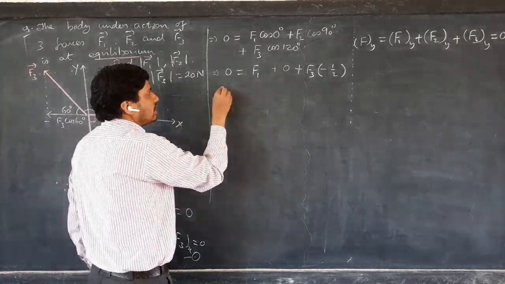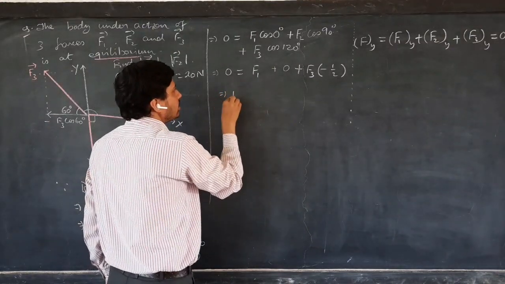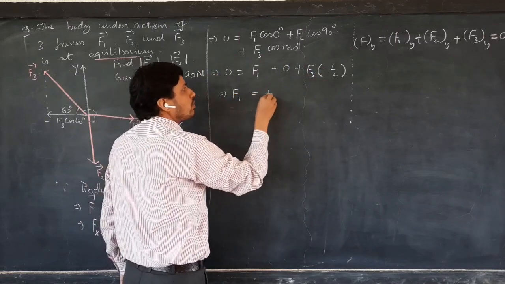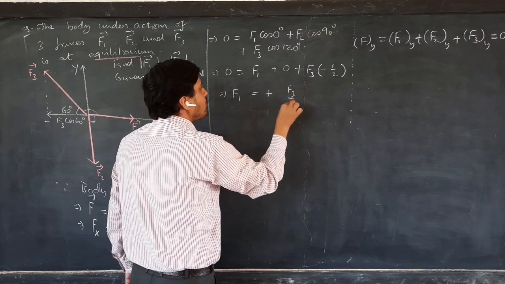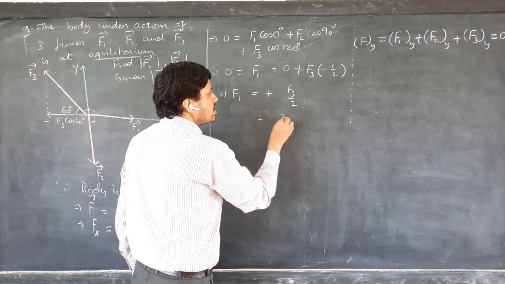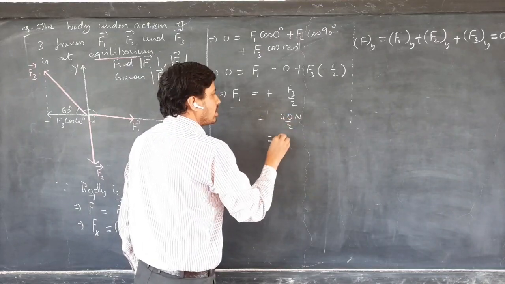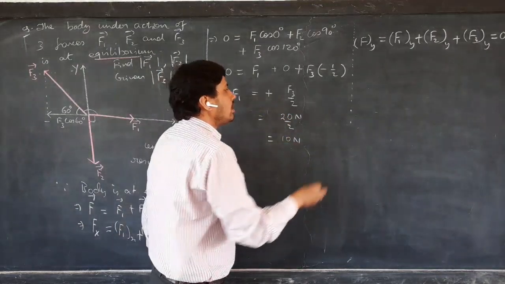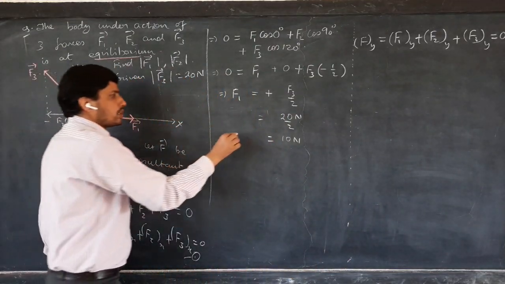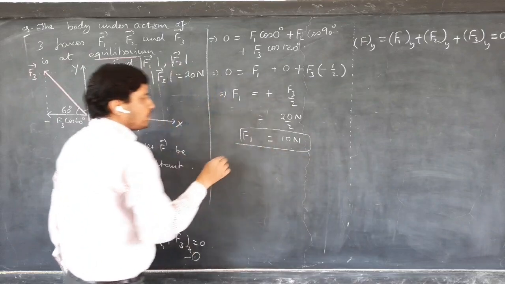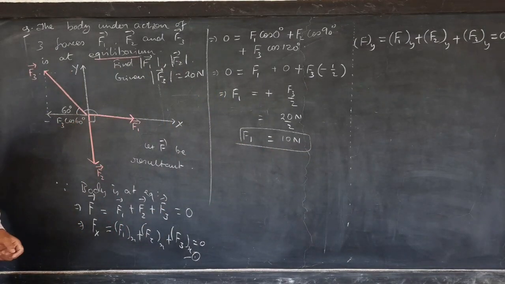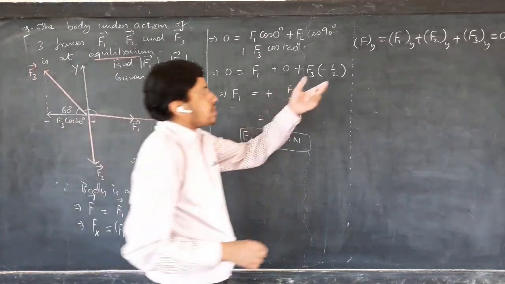So this gives us the value of F1. This negative sign, when you take it to the other side, it becomes positive. F3 upon 2. But F3 value is given in the question to be how much? 20 Newton. So this becomes 20 Newton upon 2. So answer becomes 10 Newton. Let's now find the other part. So we have got F1. F1 is 10 Newton. Now for finding F2, which is along y-axis, we shall use this equation.